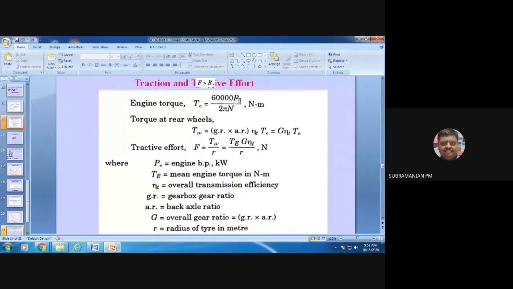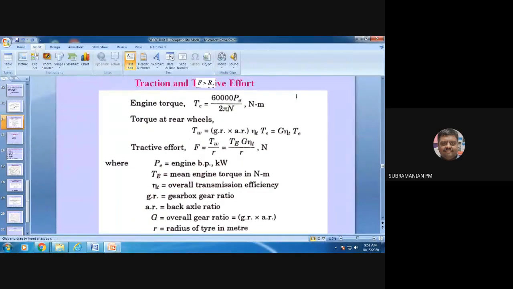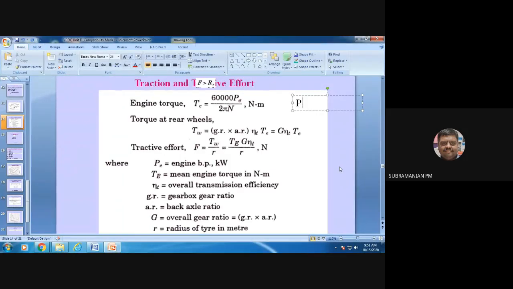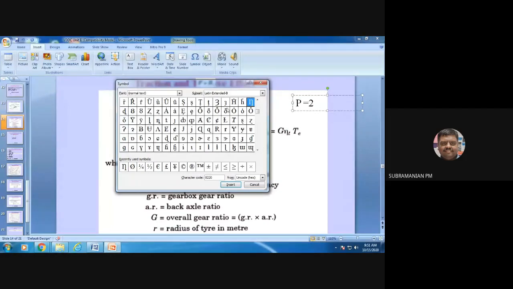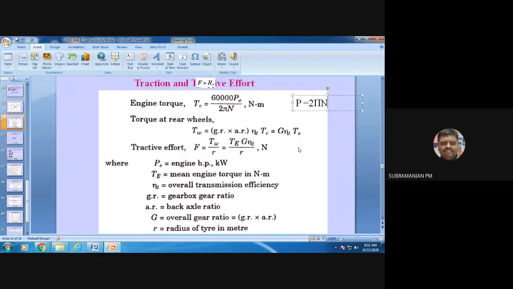See, you know the formula for power. Power is what? P is equal to 2 pi N T divided by 60, where T is torque. You see my typing also, then only you will be able to understand. 2 pi N T by 60. Power will be coming in watts. The same thing, N is engine speed in rpm. T is engine torque, that is in newton meter.